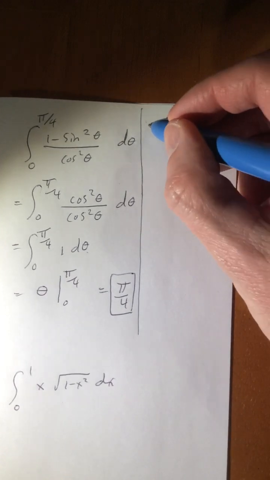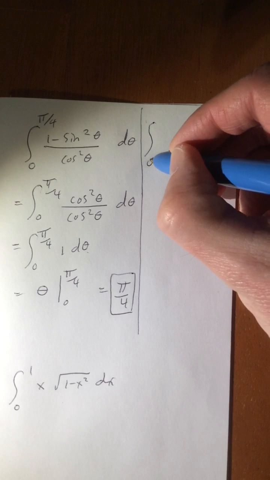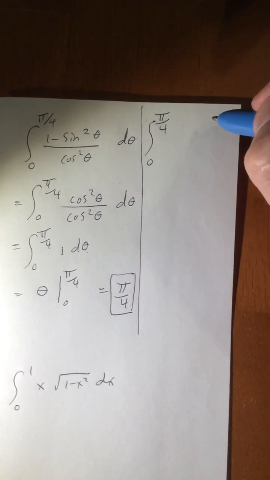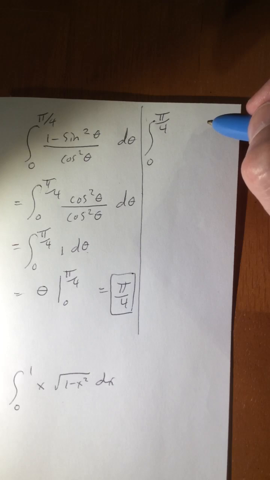All right, so let's do the integral. Let's stick with 0 to pi over 4. We can manage that, I think. And let's do... hold on, I know the answer to this.